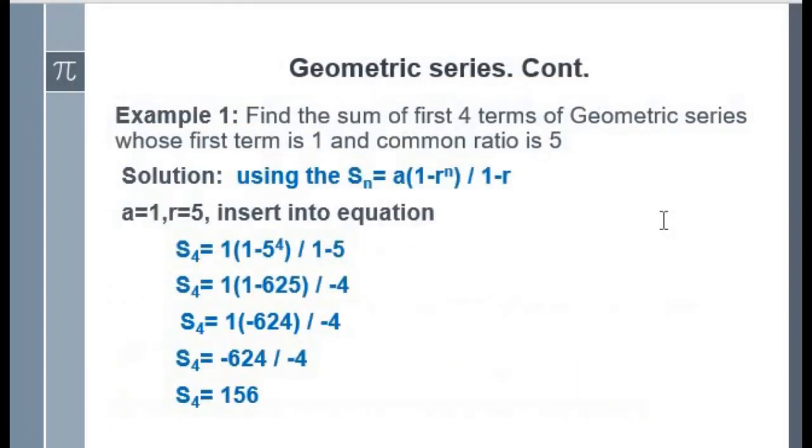So let's see an example to understand the geometric series. Find the sum of the first four terms of a geometric series whose first term is 1 and the common ratio is 5. So a in this case is 1, and r, which is the common ratio, is 5. We will take these values and insert them into this expression, which is the general notation of the geometric series, and we will compute it and get S4 equals 156, which is the fourth term of the geometric series.